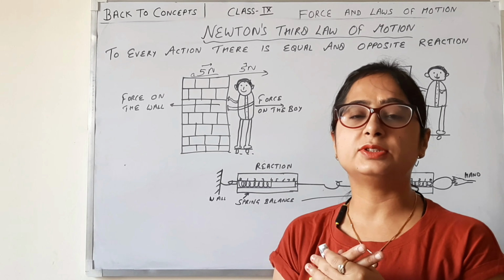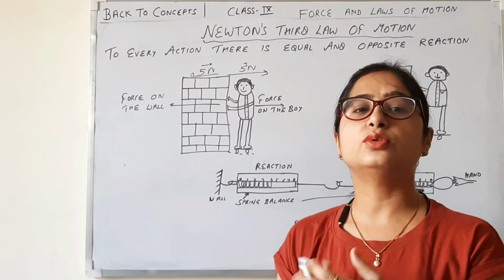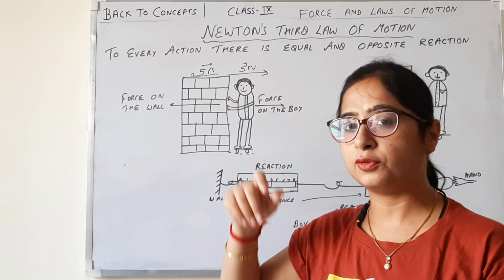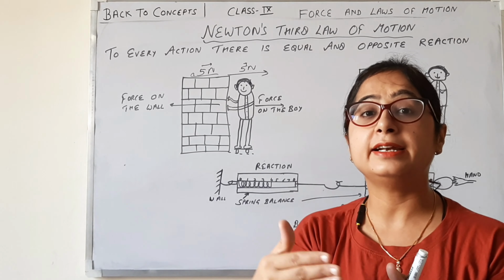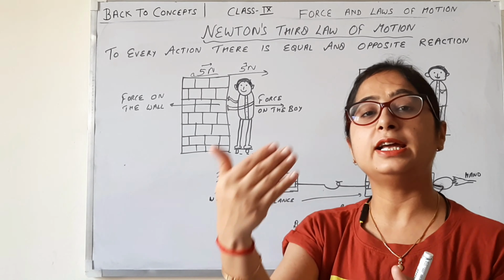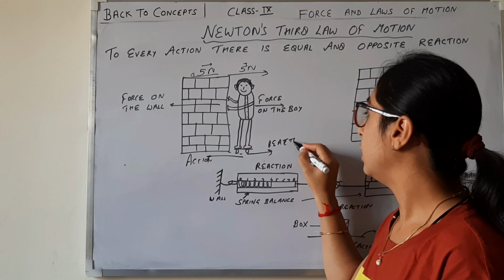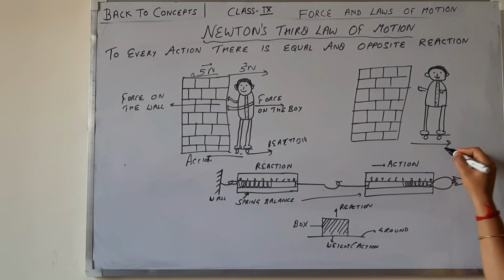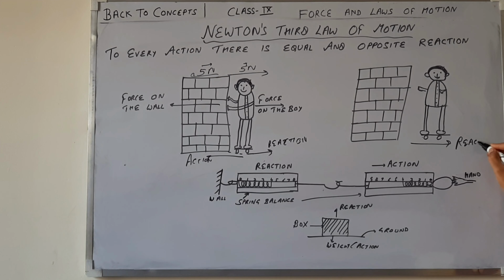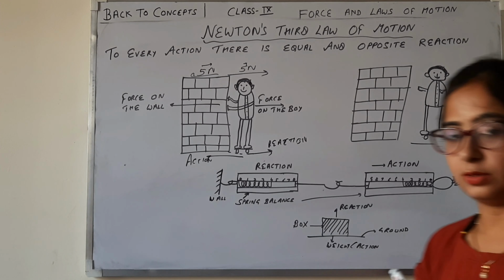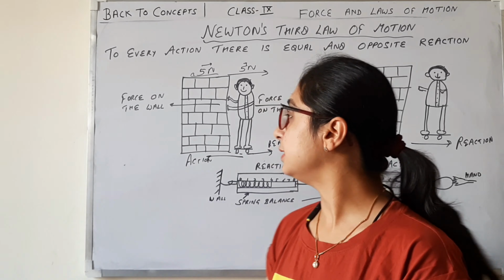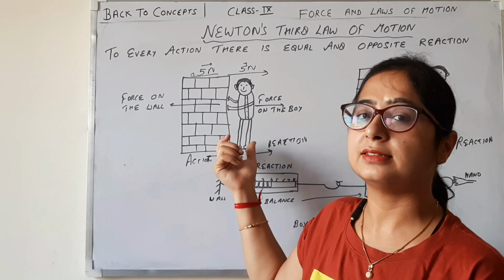So here the two terms, action and reaction, are used in the definition. What is action and what is reaction? The boy exerting a force on the wall is known as the action, and in return the wall exerting a force on the boy is known as the reaction. Okay, so this is action and this is reaction. Because of this reaction of the wall, the boy moves in the backward direction. We can see this because the boy is wearing skates.